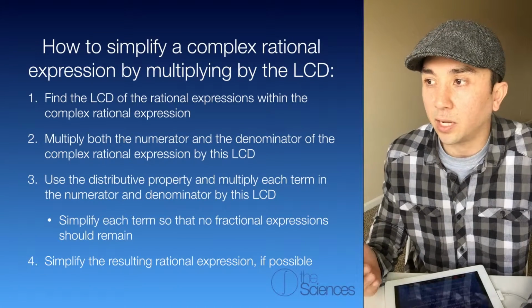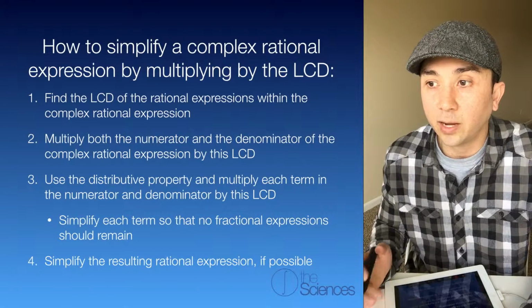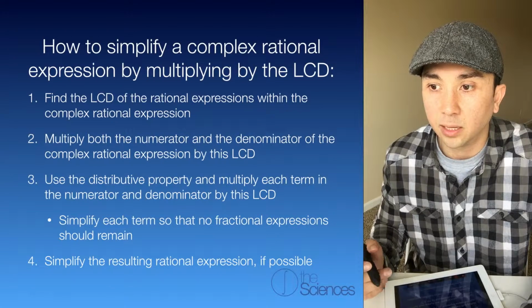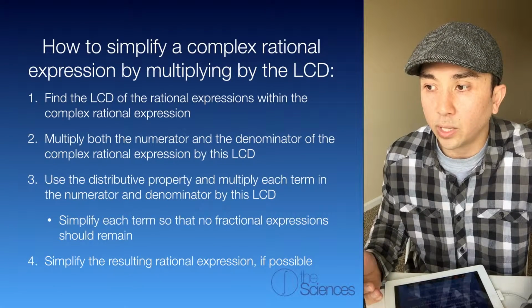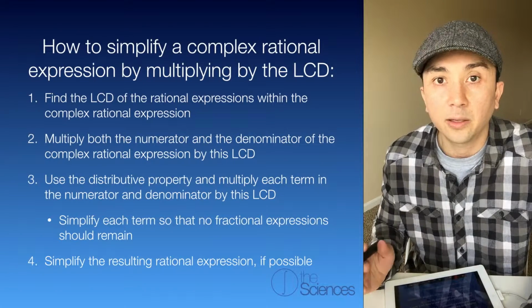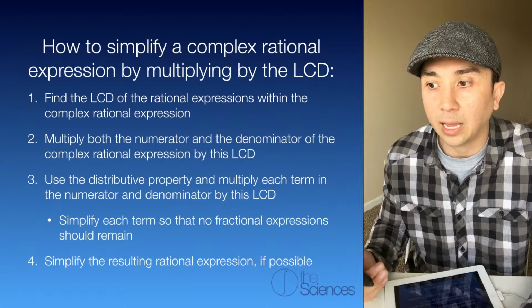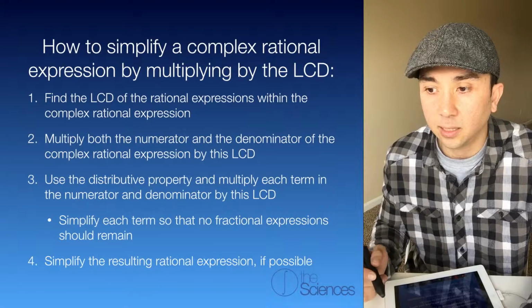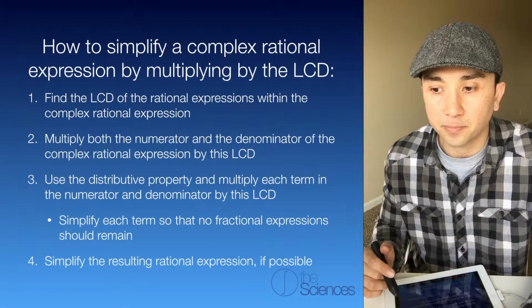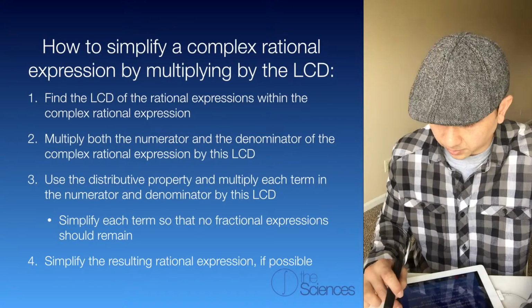Now here's how to simplify a complex rational expression by multiplying by the LCD. First, find the LCD of the rational expressions within the complex rational expression. Then multiply both the numerator and the denominator of the complex rational expression by this LCD. Then use the distributive property and multiply each term in the numerator and the denominator by this LCD, and simplify each term so that no fractional expressions remain. Lastly, simplify the resulting rational expression if possible.